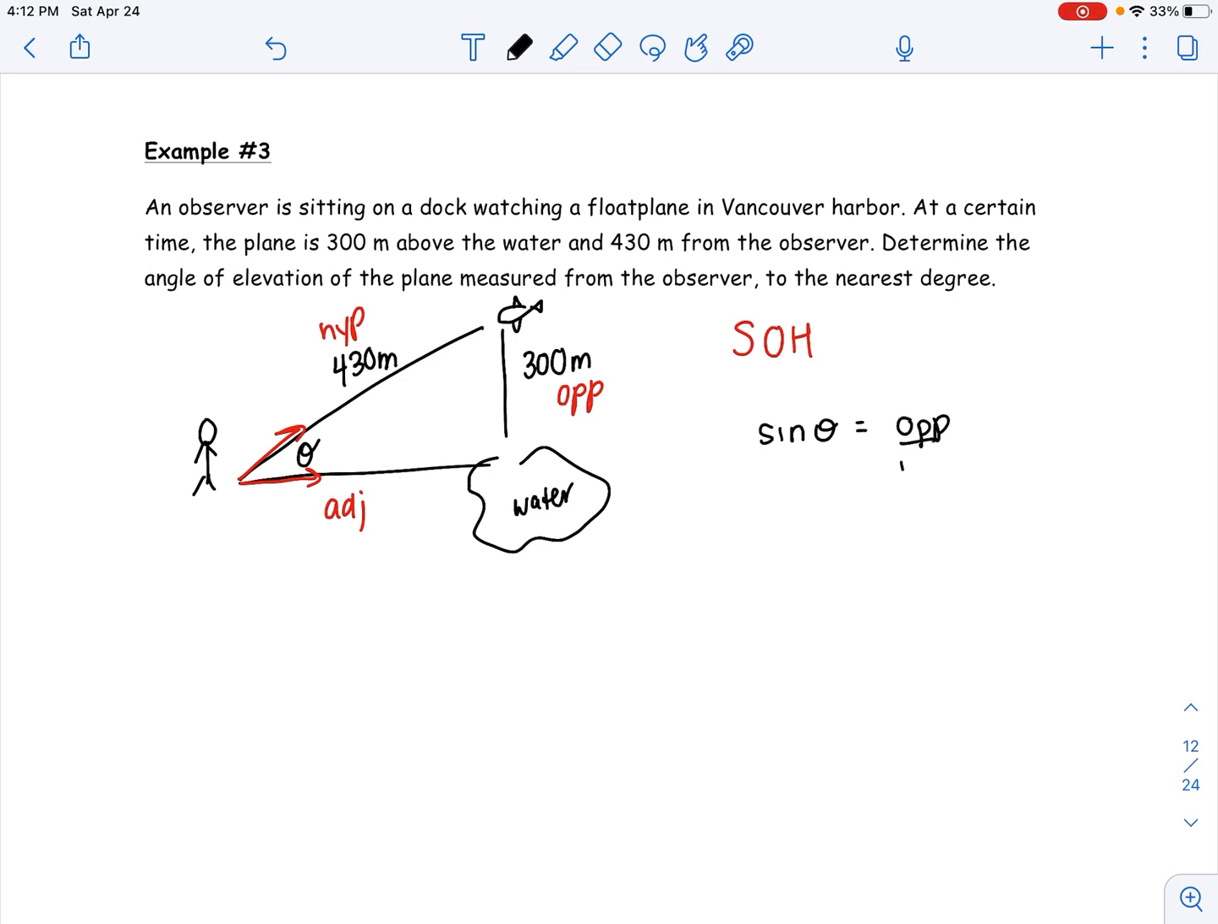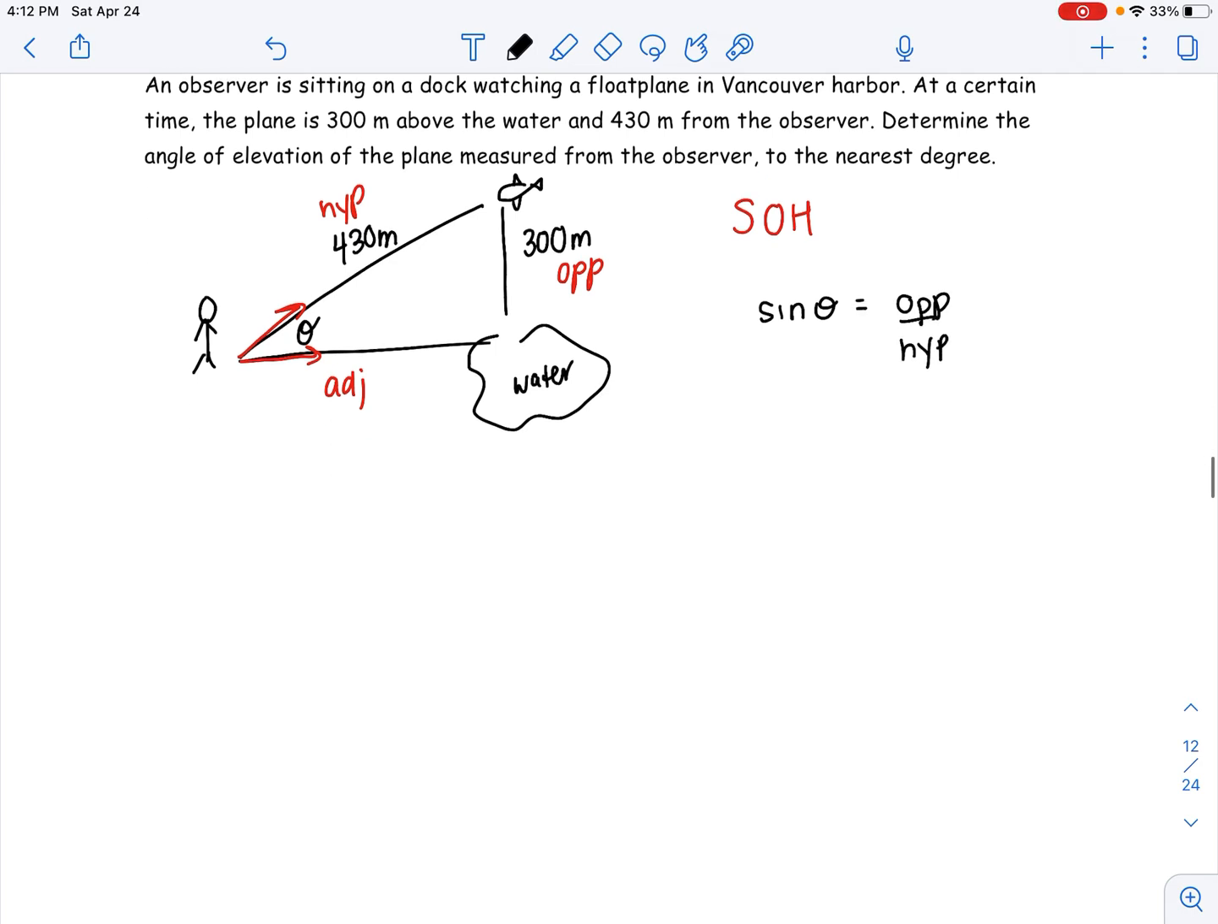Sine of our angle equals our opposite over our hypotenuse. So I always start with that formula. We don't know the angle, so we're going to leave it as it is, but we do know the opposite is 300 and our hypotenuse is 430. To find the angle, we always have to bring that sine to the other side by doing sine inverse.